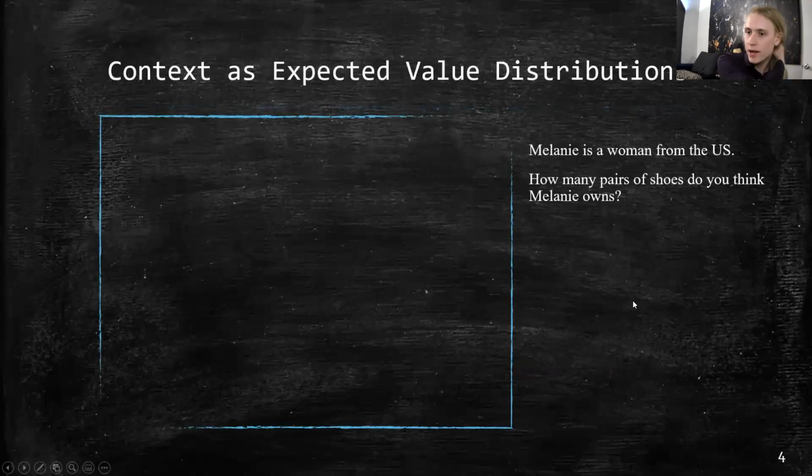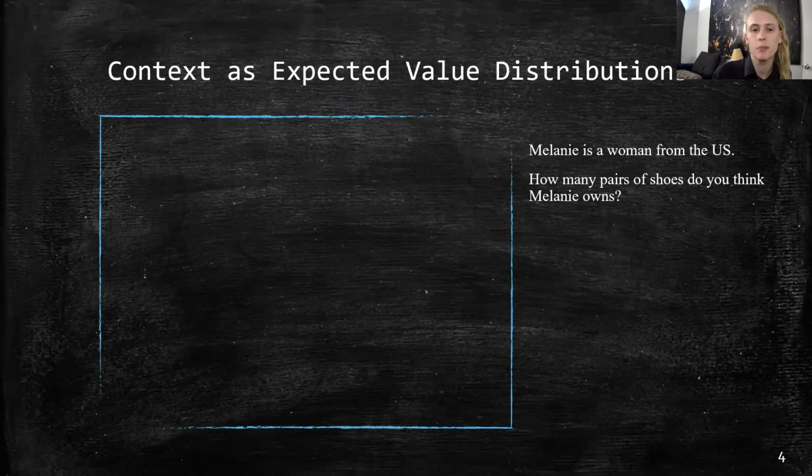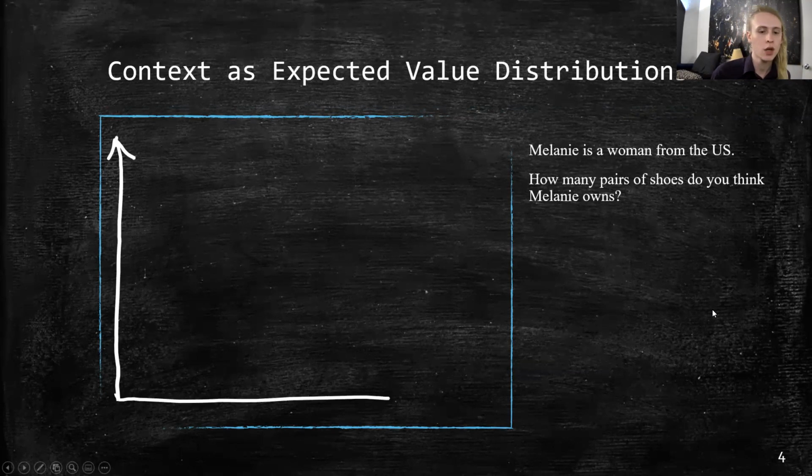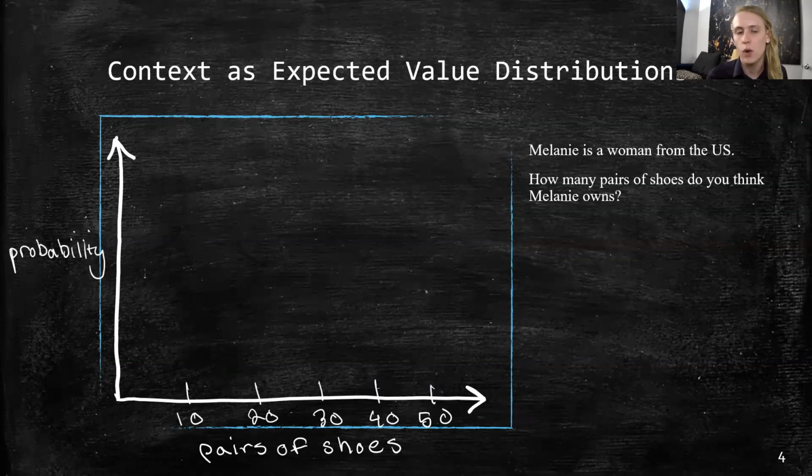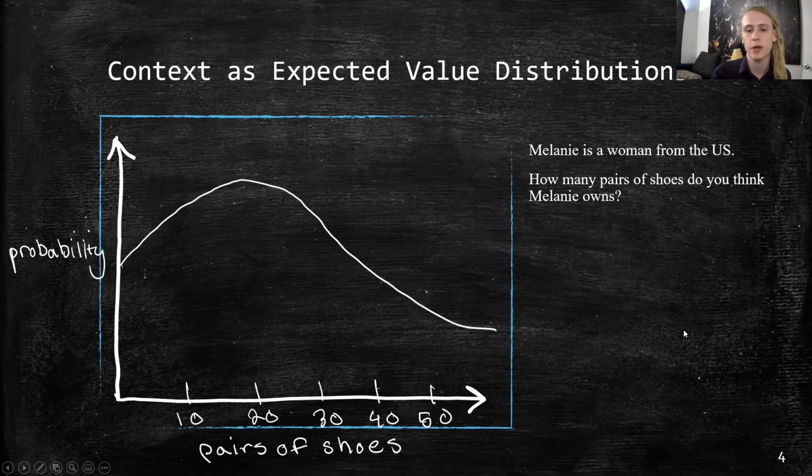So when we're thinking about expectations, one way that we can model expectations using formalism is using an expected value distribution. So it would look something like this. We have pairs of shoes on the x-axis and the probability or likelihood on the y-axis. And we'll have some sort of distribution over pairs of shoes. So in this case, it's most likely that Melanie has maybe 18 or 19 pairs of shoes, and it becomes increasingly less likely as we get to the order of 30, 40, 50 pairs of shoes.